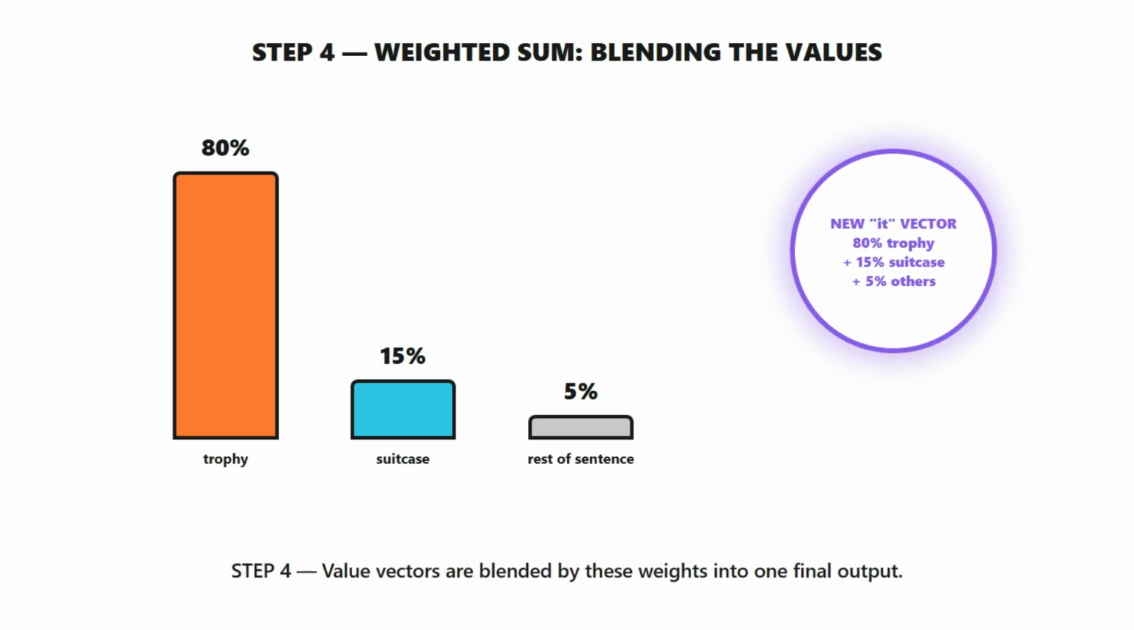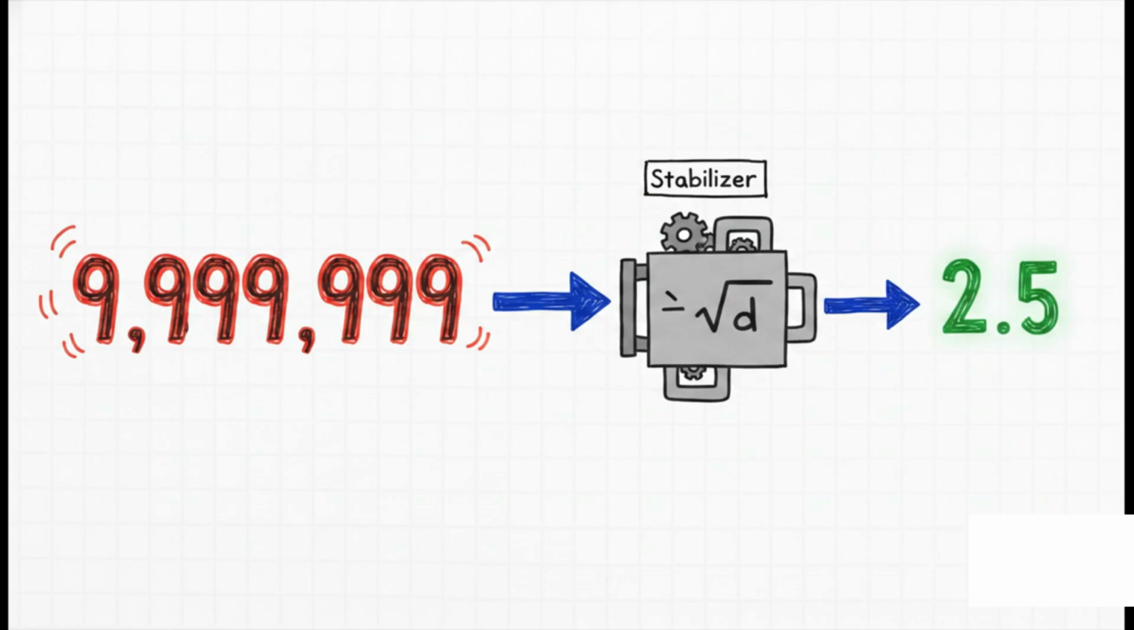Then, in step 2, we take that raw score and scale it down. We do this by dividing it by the square root of the key vector's dimension. You might be wondering, why bother? Well, without this stabilizer, the dot product variance just gets way too large, and that would push the math later on into regions where training literally stops working. So this scaling factor is absolutely crucial to keep the whole process stable.